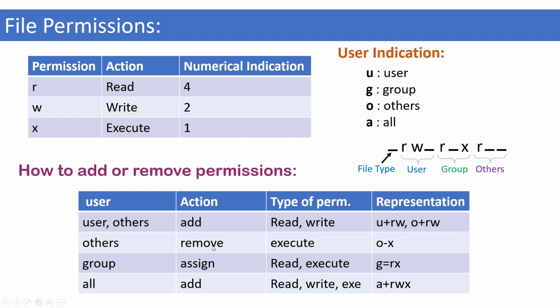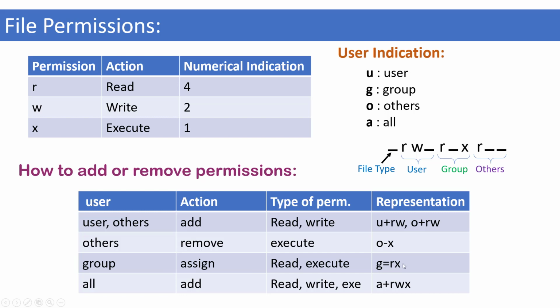If I want to remove executable permission from others, how can I represent that? O minus X. This will remove executable permission from others. If I want to add read and executable permissions to group users, how can I represent that one? G equal to RX.